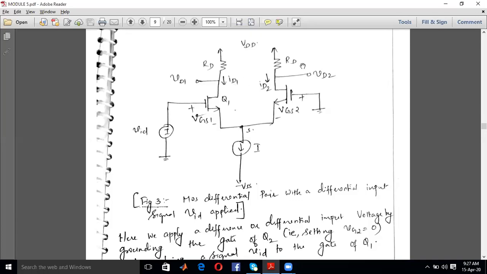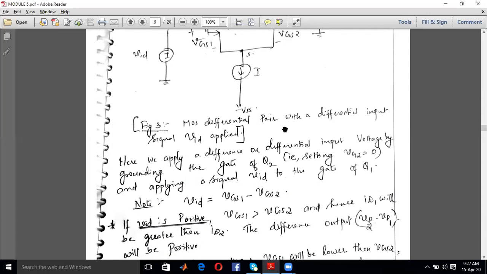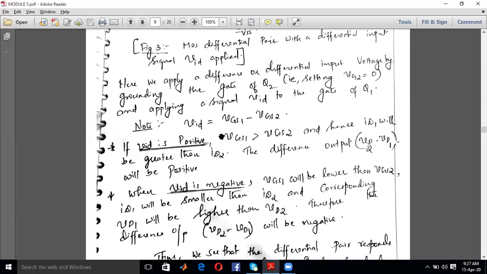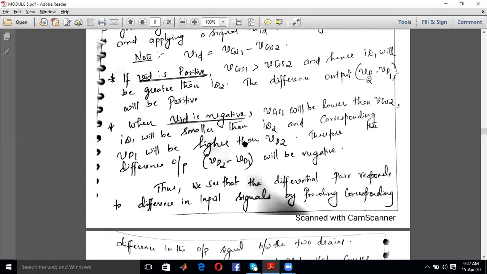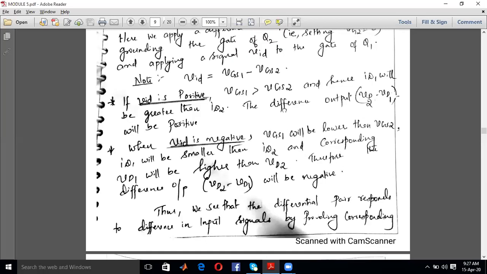Normally we take the output at D2 with respect to D1. If the D2 voltage is greater than the D1 voltage, you can say that your output is positive. If the D2 voltage is less than the D1 voltage, then your output is negative. So now you are expecting a positive or a negative voltage corresponding to your input VID, because of the difference in current flow through the two transistors. We will study that in detail for two cases: one for the positive case and another for the negative case. So what will happen if your VID is positive?